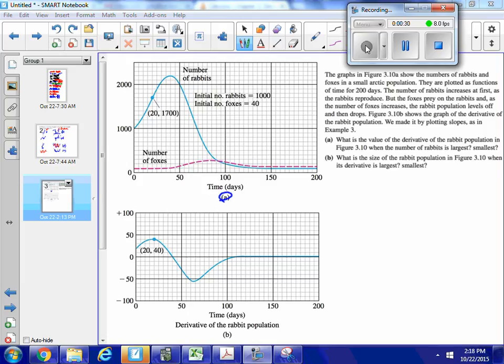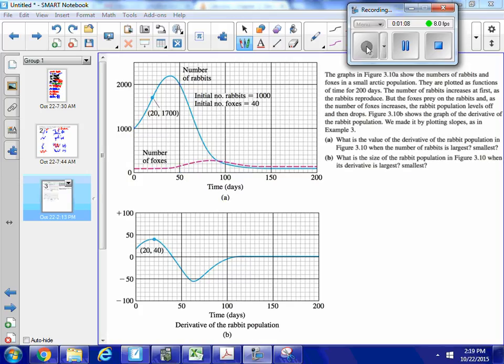So, for example, on day 50, the number of rabbits looks to be about 2,000. Or on day 100, the number of rabbits seems to be closer to 200. So it's basically time on the x-axis and number of rabbits on the y-axis. And you can also see we started out with an initial number of rabbits on day 0 of 1,000. So that kind of explains what graph A is.